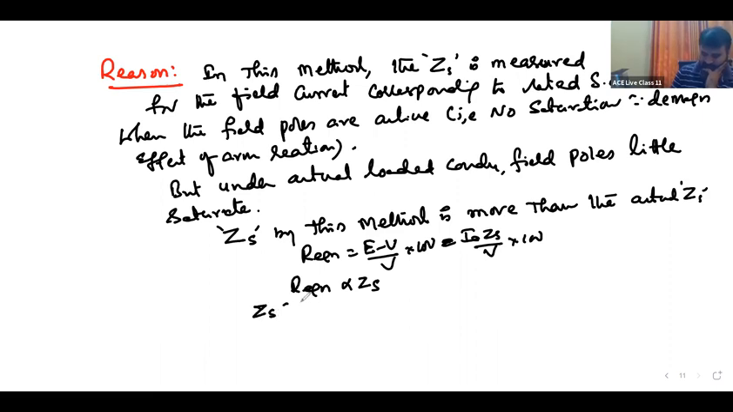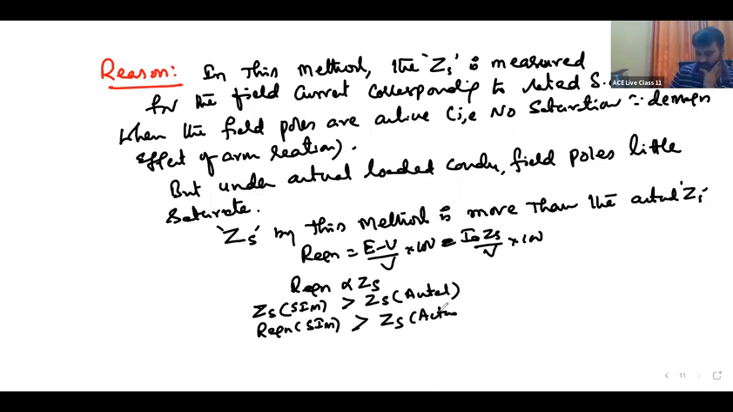But ZS by the synchronous impedance method is more than the ZS actual. And the regulation by the synchronous impedance method is greater than the actual. By this method, regulation is more. Why? Because saturation is not considered.